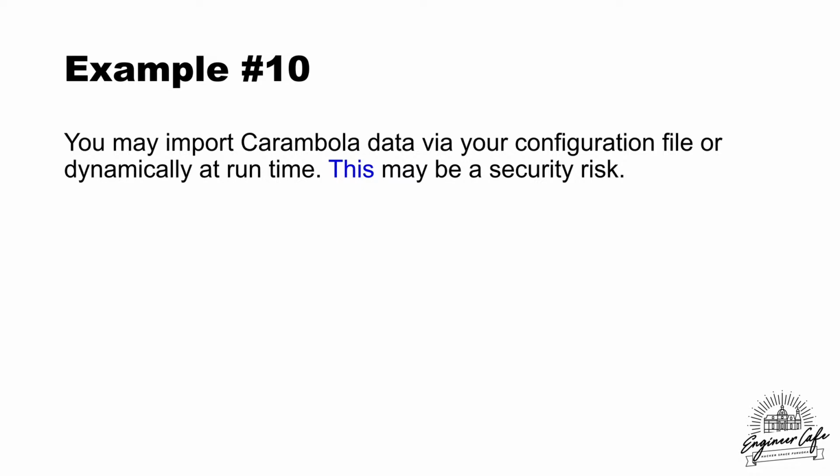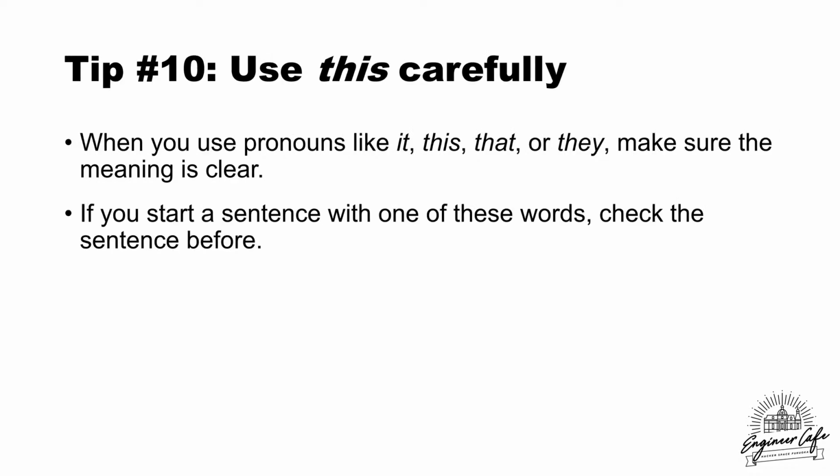So tip number 10 is use this carefully. And it's not just this. It could be any pronouns. Like it's often in technical stuff, it, this, that, or they. It could also be people's names, and then he or she afterwards. So if you use a word like that, make sure the meaning is clear, especially if it's at the beginning of a sentence. In this case, the sentence started with this, so it's best to look at the sentence before and ask, do we know what this is? It can also sound weird logically if you have a long sentence and then say, this means. It's like, well, which part are you interpreting?